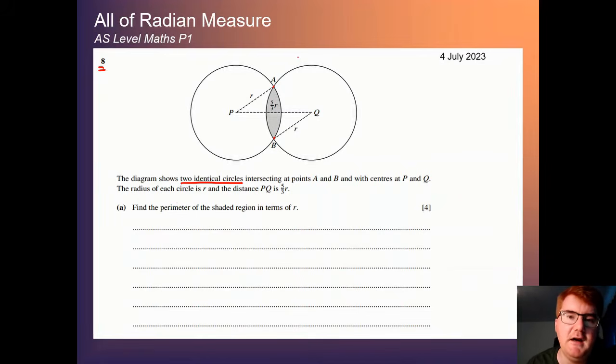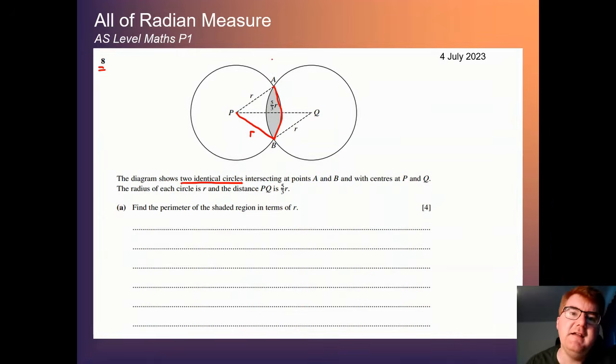in terms of R. So we want to find this length here that I've put in red, but also this length here, which is identical, in blue. I'm going to focus on the red length for the time being, and whatever answer I get for that, I can just double to work out the perimeter of the whole thing. So imagine I've got another radius here. If I go from P to B, that's also equal to R, because it's just the radius of the circle.